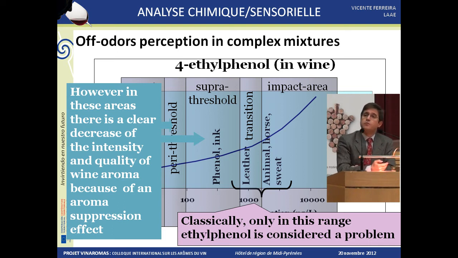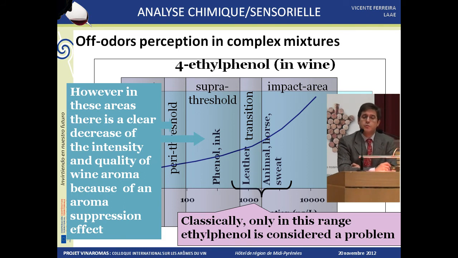So again, I can use this example to explain this idea. This is 4-ethyl phenol. You all know it very well. We can define, again, the same areas. And you know the different smells that we will perceive whenever there is ethyl phenol in wines. That depends, of course, on the wine. But let me recall your attention that most of the time, only in this area do we consider that this compound is a problem. But the truth is that in these areas, even if you are not at all perceiving 4-ethyl phenol, it is removing a large part of the positive aroma characteristics of the wine.